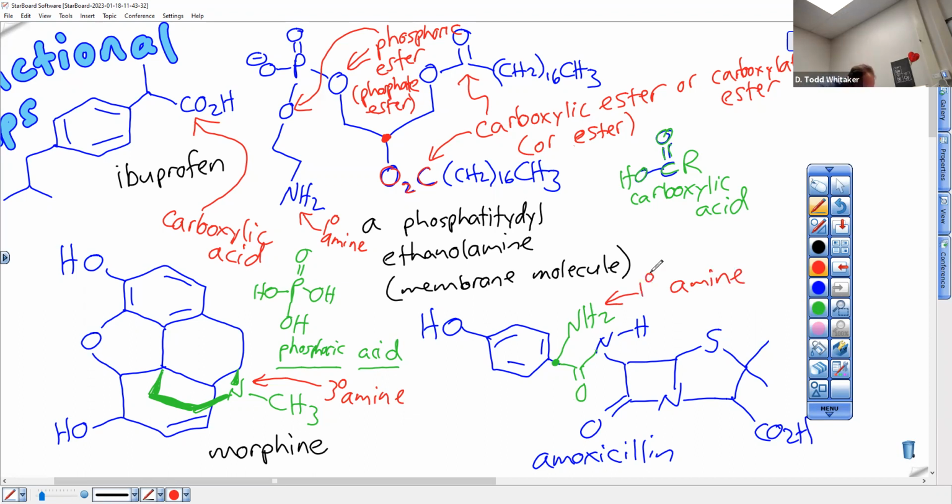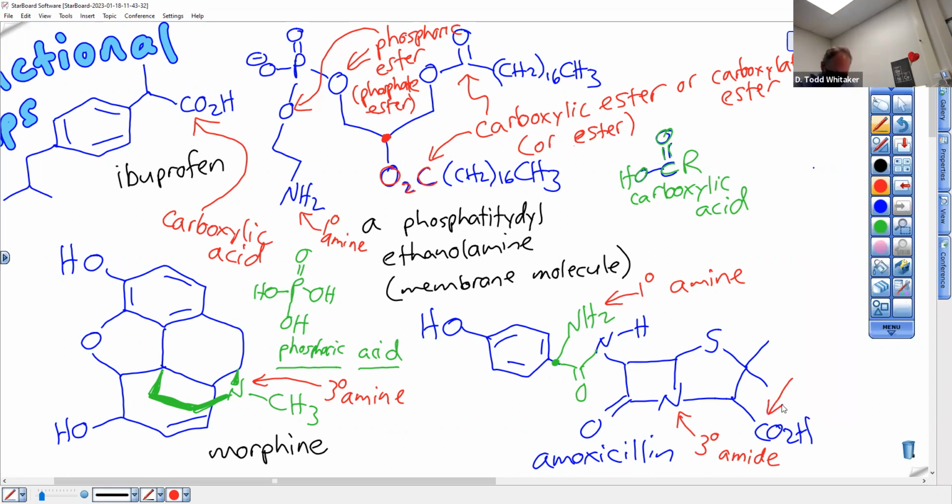Any other amines on the page? No, all the other nitrogens are attached to a carbonyl. Is that right? So since we're on the topic, what functional group when the nitrogen's attached to a carbonyl? Amide. How many bonds to carbon does that nitrogen have? 3, tertiary. What do you call CO2H? It's already been done. Oh, no, it hasn't. Oh, yes, ibuprofen has one. Carboxylic acid.